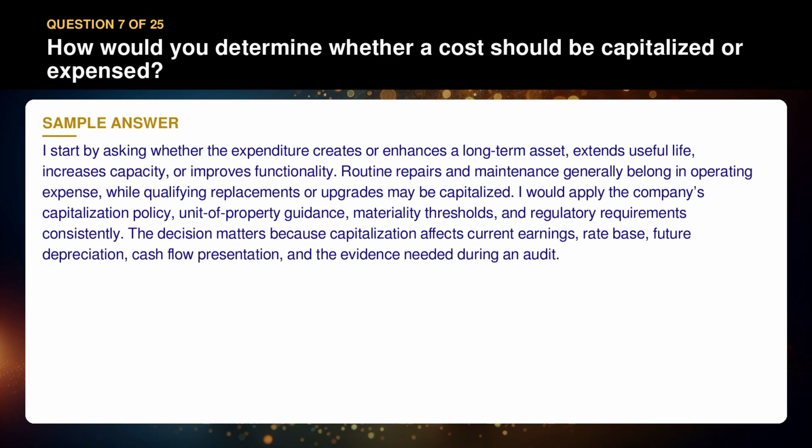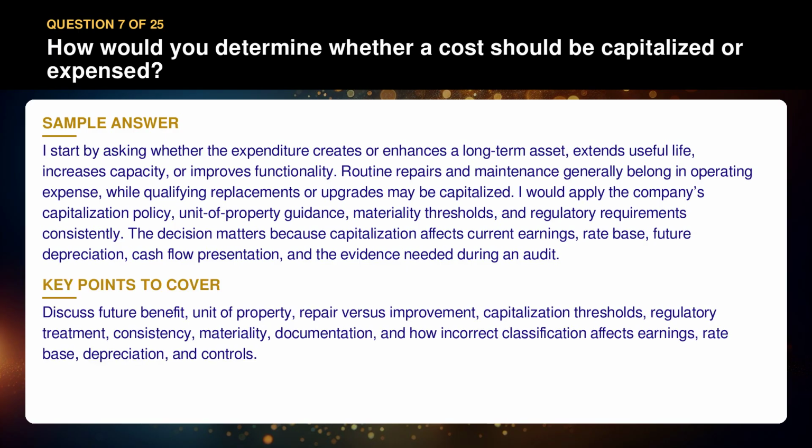The decision matters because capitalization affects current earnings, rate base, future depreciation, cash flow presentation, and the evidence needed during an audit. Discuss future benefit, unit of property, repair versus improvement, capitalization thresholds, regulatory treatment, consistency, materiality, documentation, and how incorrect classification affects earnings, rate base, depreciation, and controls.